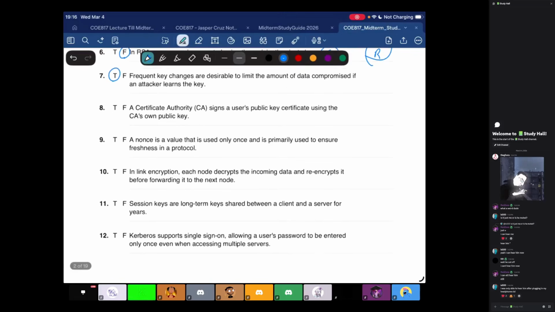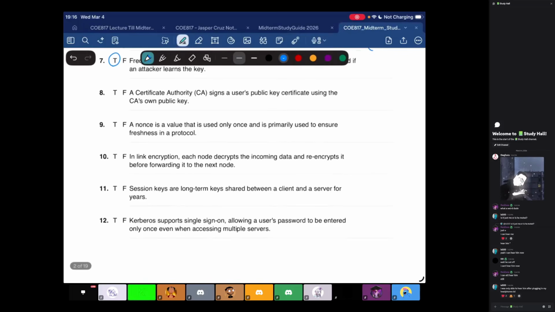So a CA or certificate authority signs the user's public key certificate using the CA's own public key. The statement is a play on words again. The CA signs using its private key, and everyone verifies using the CA's public key. So this part of the statement is false. Therefore, it makes this question false.